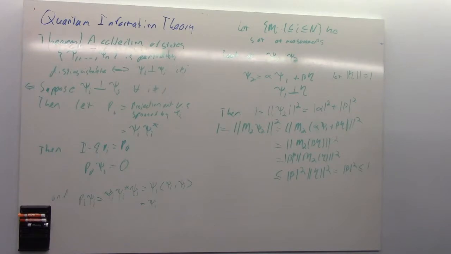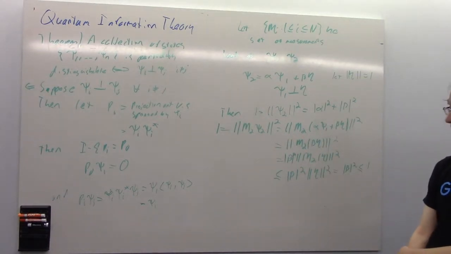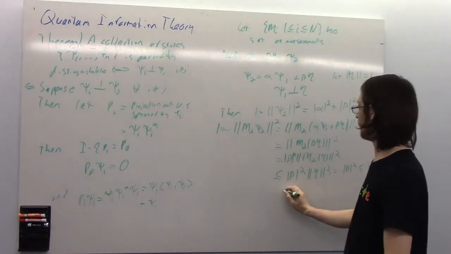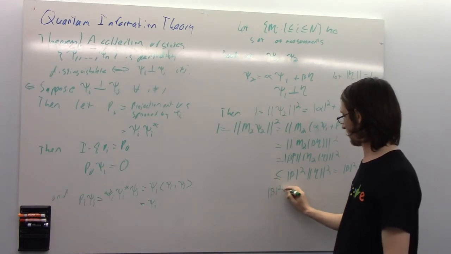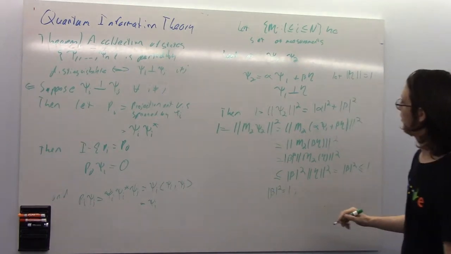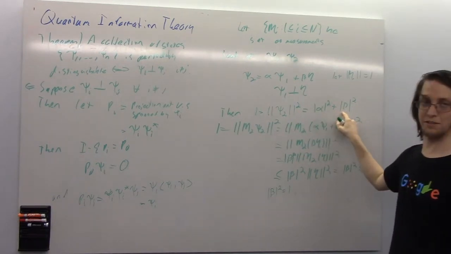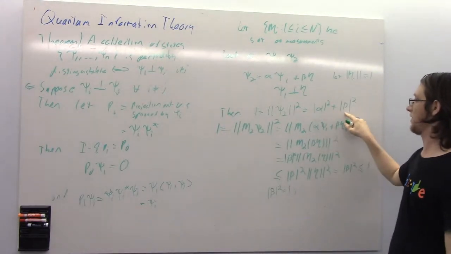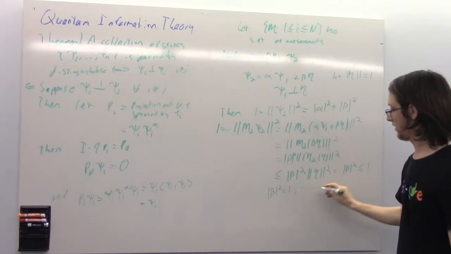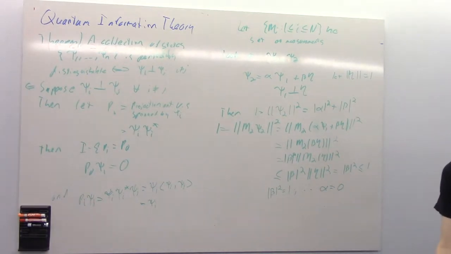So that tells us that all of these are equalities. And we get the norm beta squared equals 1. Well, from this, 1 equals alpha squared plus beta squared. Well, 1 is the absolute value of alpha squared plus absolute value of beta squared. Therefore, alpha is 0. And we're done.